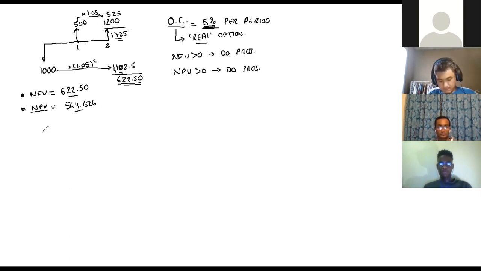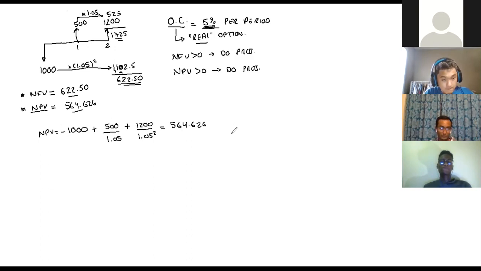But what we usually use is what is called the net present value. So what is the net present value? Simply, guys, it is how much I will invest. As soon as it's a negative number, I'm investing $1,000. And I hope to have $1,200 in two periods. So as soon as this is two periods ahead, I need to discount it. I need to discount the 1,200 by 1.05 squared because I'm discounting two periods, one here and two here, right? And this should give you 564.626.